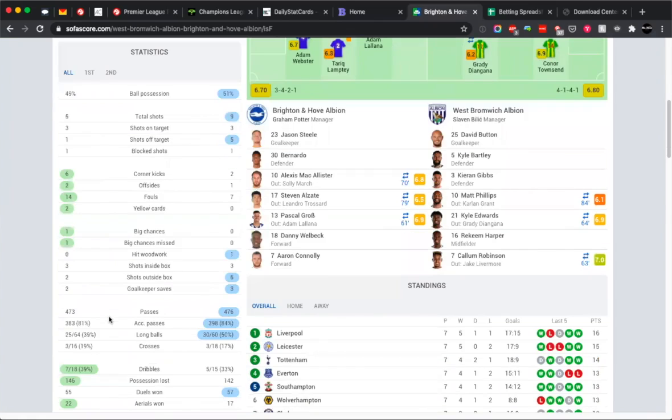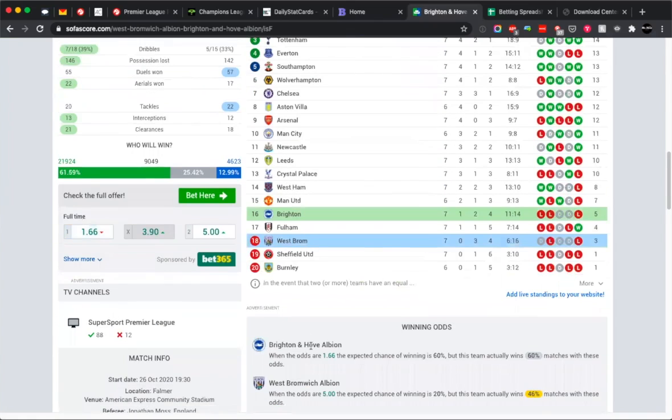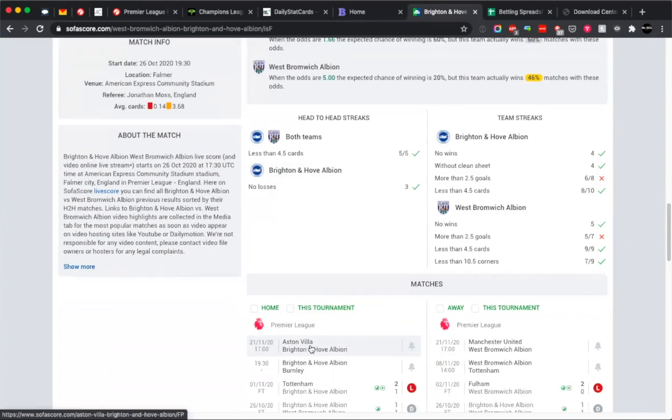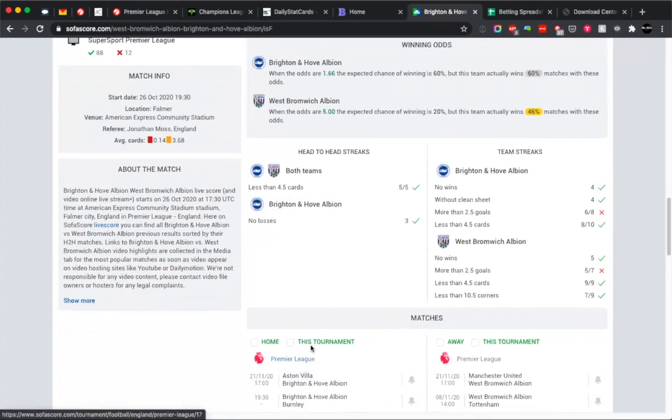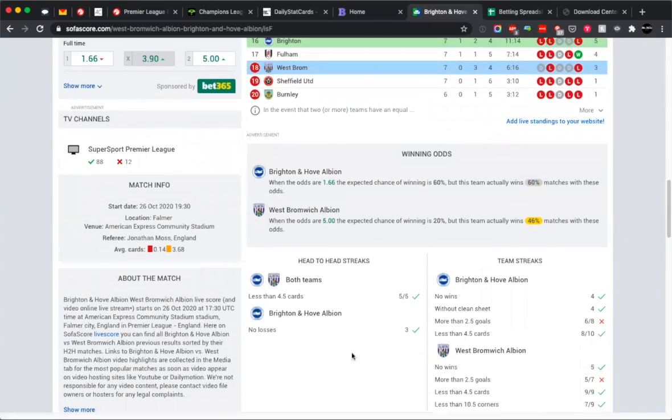And we'll talk about what the under 10.5 means in a bit, but I just want you to see what we're looking for. So we're looking at these teams, and we're looking at teams that have a number of corners or have conceded a number of corners. And if you can see down here, West Brom also has had less than 10.5 corners in 7 of their 9 games.